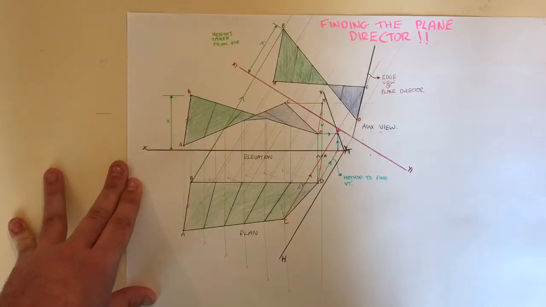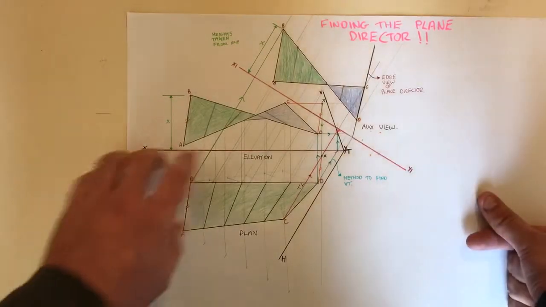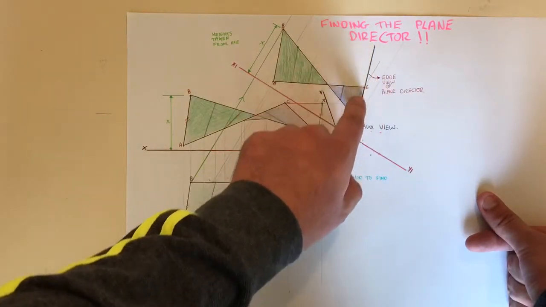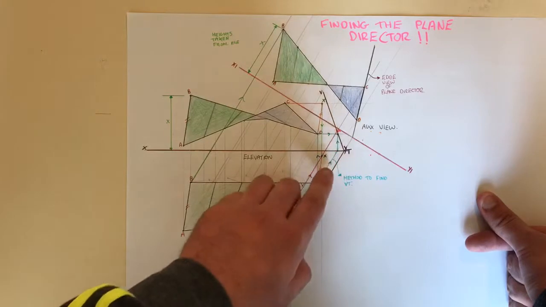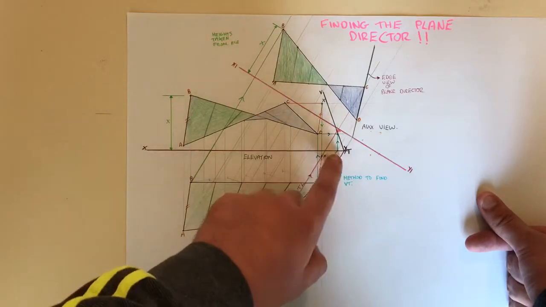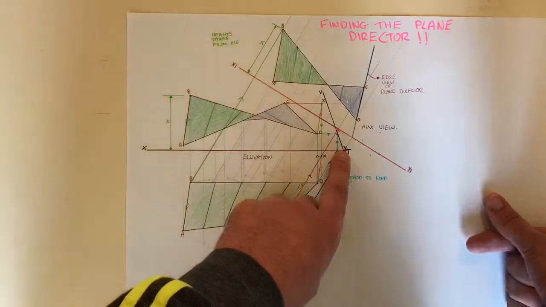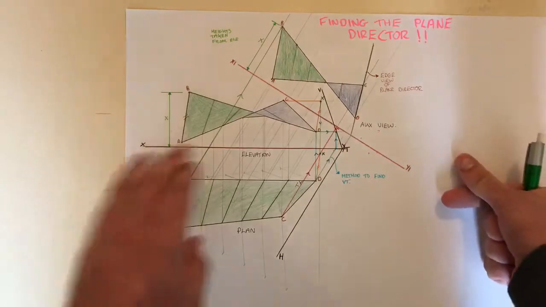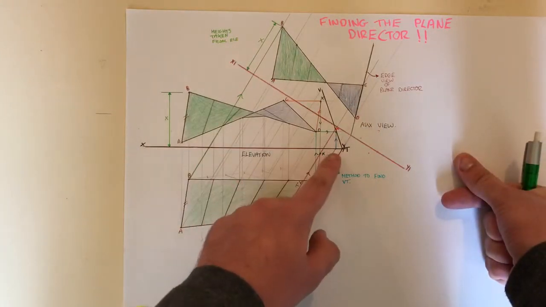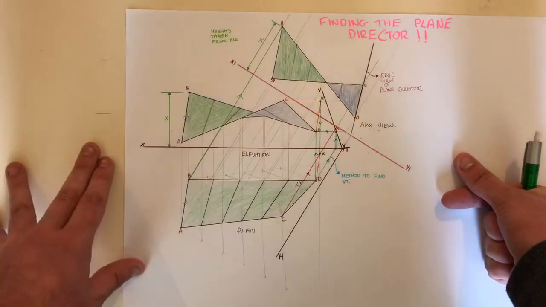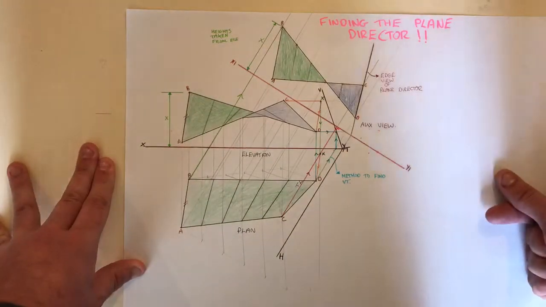So if we want to find the traces in, we know the plane director is containing the element CD. So this is our edge view of the plane director, so we extend this down to cut the x1, y1, and we bring it parallel then to our true length line, and where that cuts the xy line, we can extend it back then parallel to our true length line, and that gives us our horizontal trace.